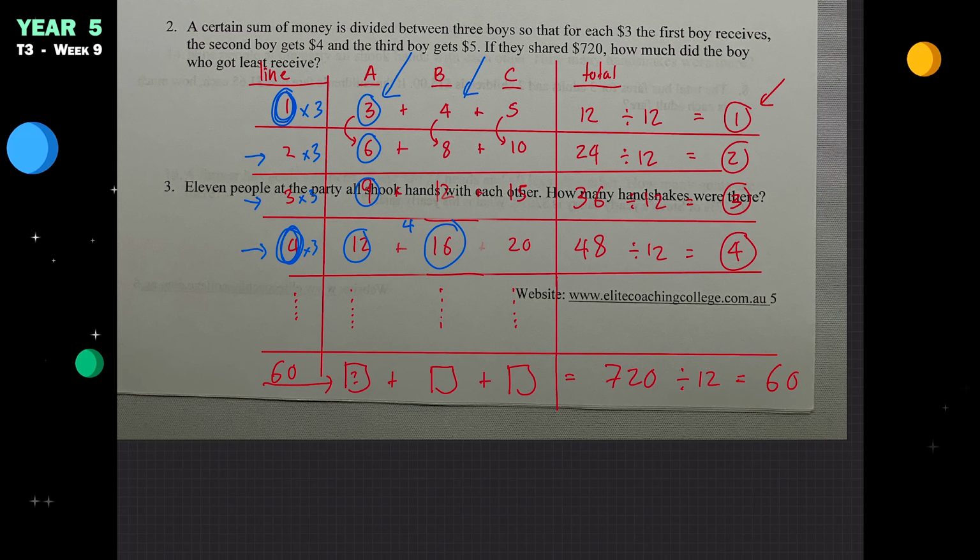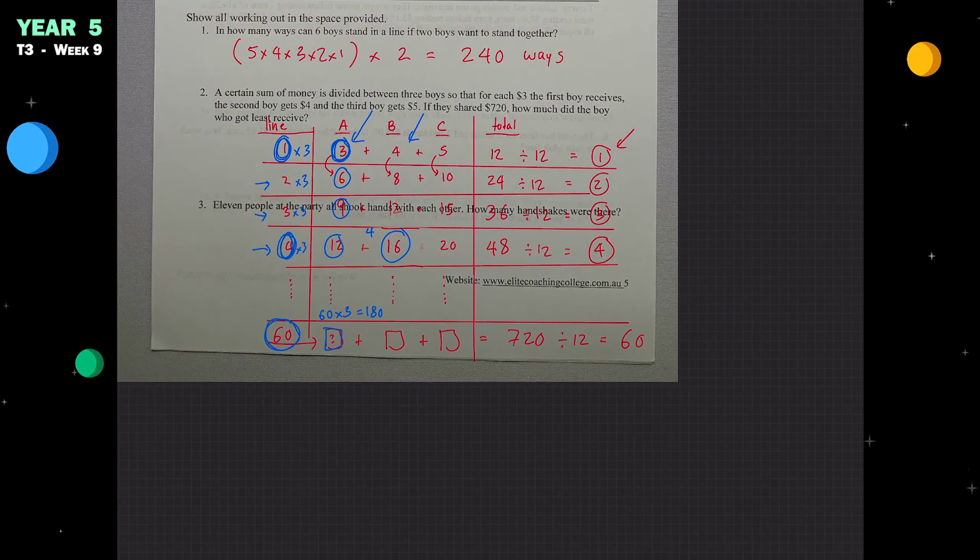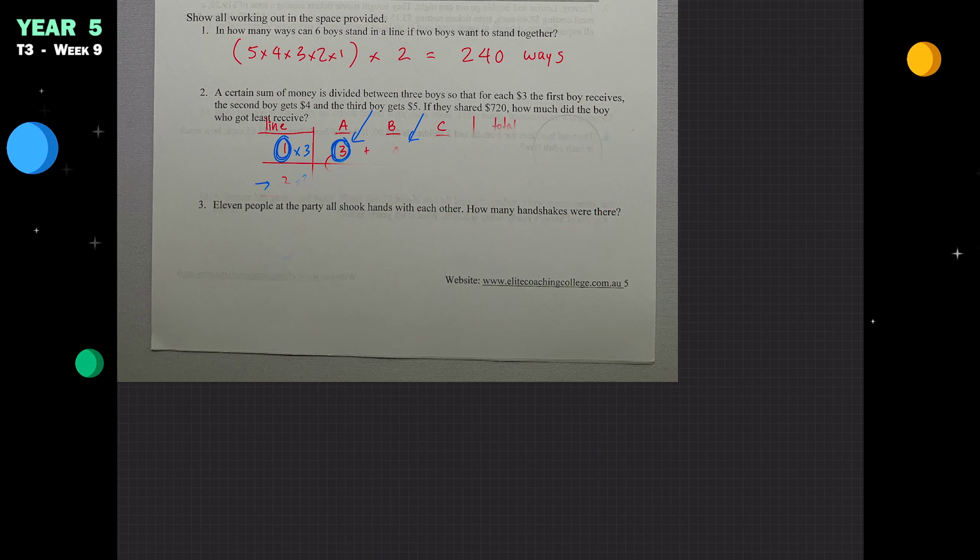So here we got line number 60. And we want to know how much boy A got. So all we gotta do is 60 times boy A, who usually gets $3, so you times it by 3 and you get 180. So therefore, boy A should be 180. So the person who got the least amount is 180. Okay, I'll rub this out. So the answer here is $180.